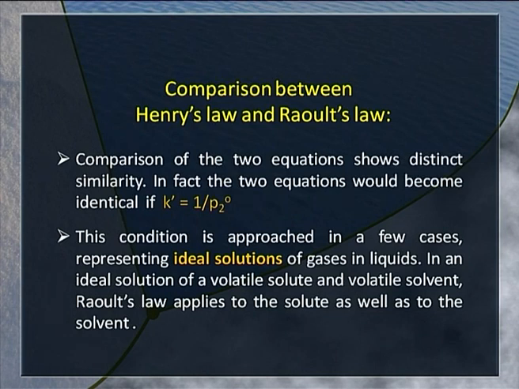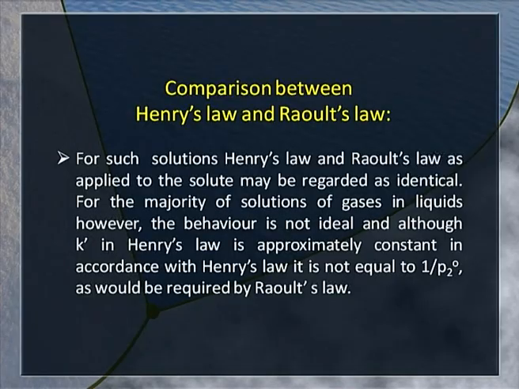In an ideal solution of a volatile solute in a volatile solvent, Raoult's law applies both to the solute as well as to the solvent. For such solutions, Henry's law and Raoult's law as applied to the solute may be regarded as identical. But for the majority of solutions of gases in liquids, the behavior is not ideal. Although we get K prime as a constant as per Henry's law, it is not equal to 1 upon P20 as demanded by Raoult's law.